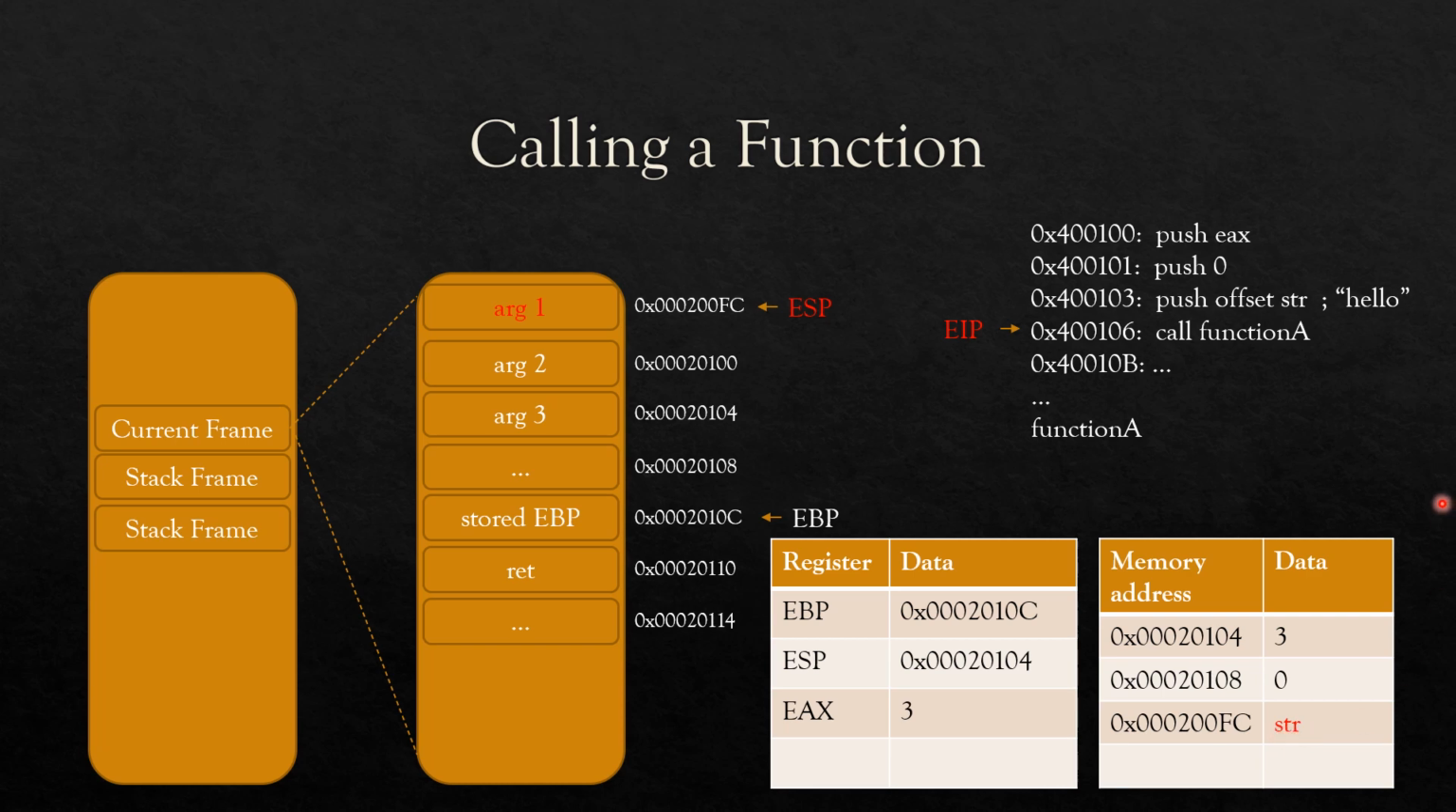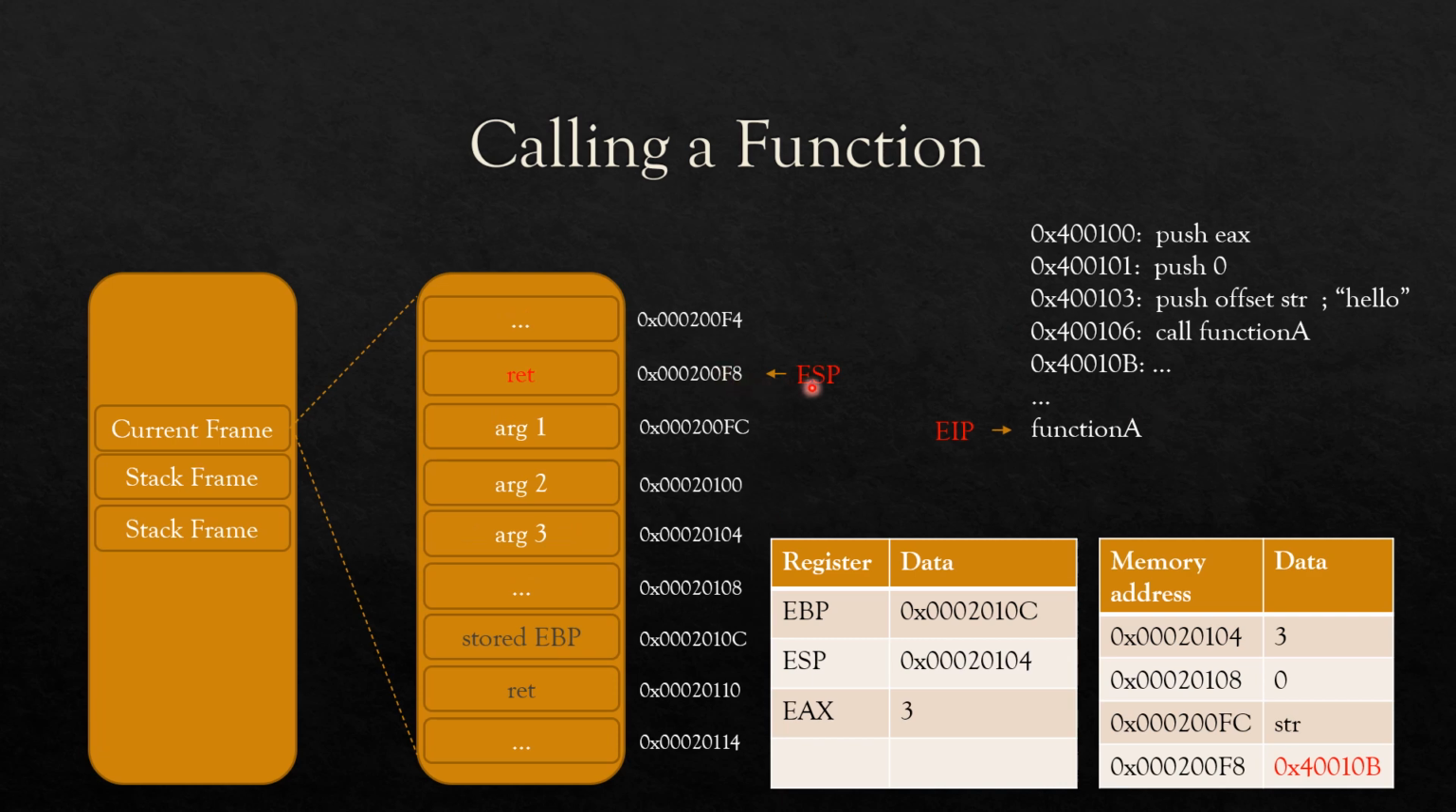Then finally, we're going to call this function. So we've set up the stack by pushing 3 arguments, and now we're going to call it. So this call is going to store the return address on the stack, and then it's going to set EIP to the address of this function. So in this example, the function is somewhere farther down in memory, so it's just going to move EIP to point down there.